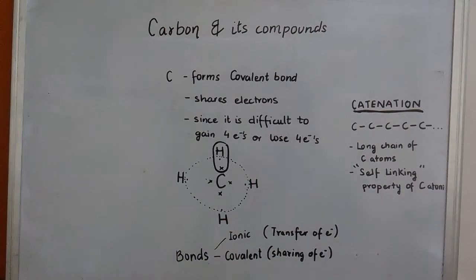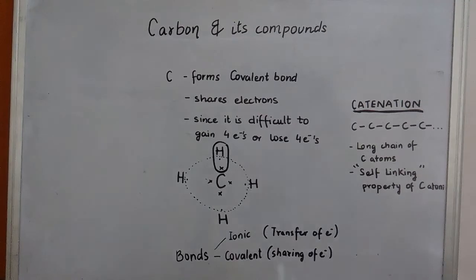So for this, it already has 4 electrons. It either needs to gain 4 electrons or lose 4 electrons, which is very difficult. So it decides to share electrons. The carbon shares electrons, right? Therefore, it forms a covalent bond. And also one thing that you should know is that generally the ionic bond would be between a metal and a non-metal, and the covalent bond is between two non-metals, right?